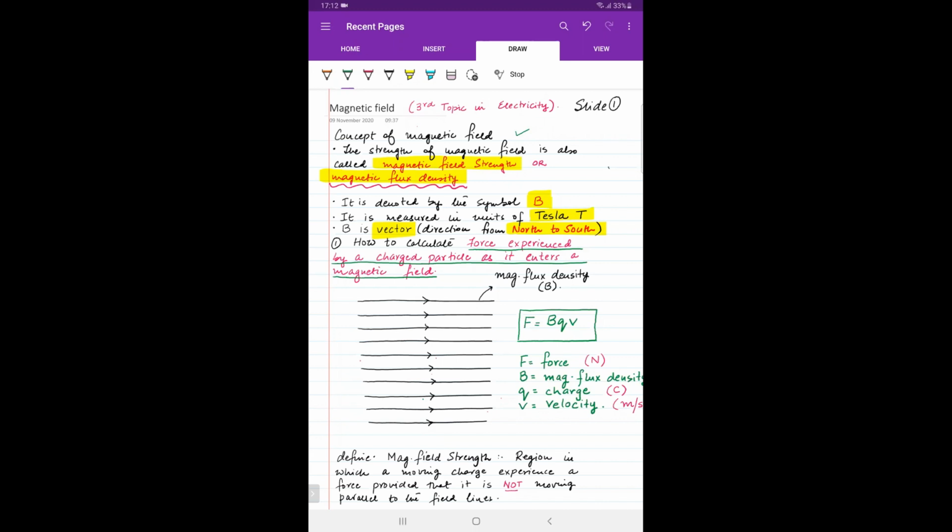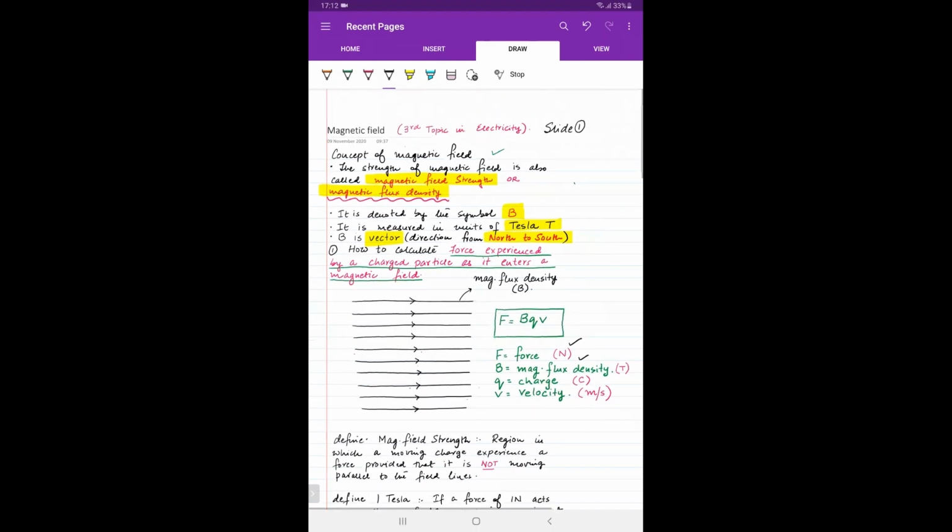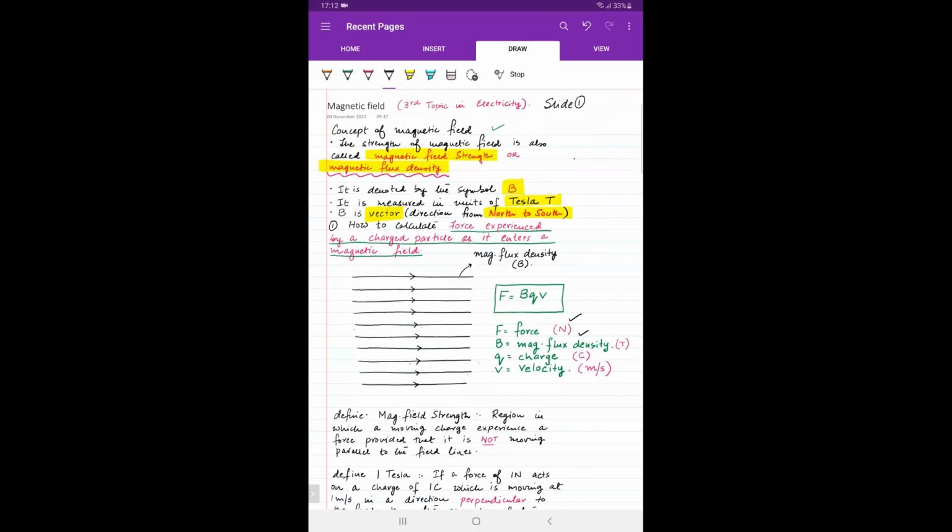F in this case is force, that's measured in newtons. B is the strength of the magnetic field, so that is magnetic flux density measured in Tesla. थोड़ा सा zoom out कर रहा हूँ. Q is the charged particle which is going to be placed in the magnetic field, and V represents the velocity of the charged particle. Okay, so the expression is given in the form F is equal to BQV, where F is the magnetic force.